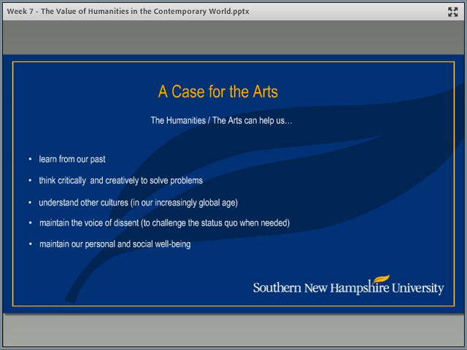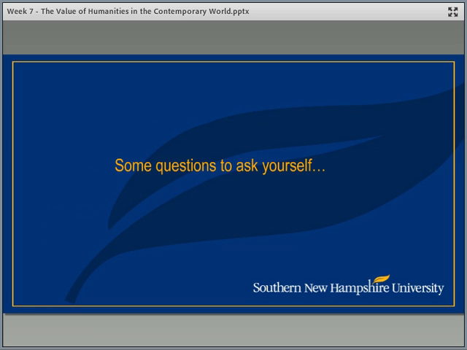And then, of course, there's always the case for the arts in that they maintain our personal and social well-being. If you can imagine a world without the arts, without the humanities, you'd have to imagine a world without movies, without television, without novels, without these kinds of ways that we entertain ourselves as well as ways that we nourish ourselves. And we can find ourselves escaping in a certain kind of artwork or relaxing or unwinding with something that we enjoy. If we didn't have these parts in our lives, our personal and social well-being might not be quite so well off.